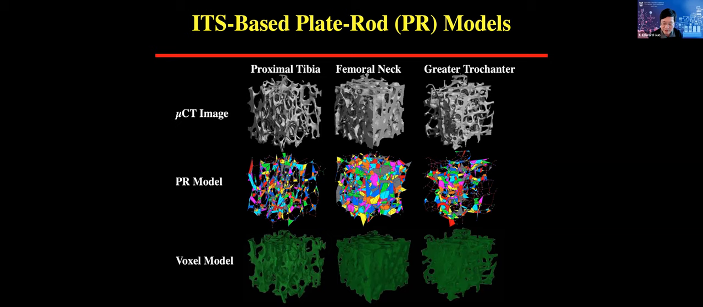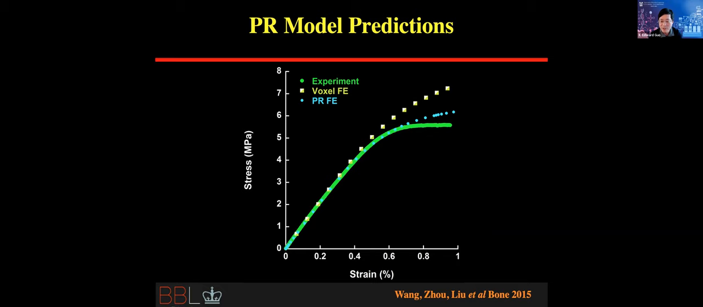You can see that the sample had the experiments done, and that's in green. And then we model them. The yellow is the voxel model, meaning we do not make the assumption of plate and rod. Another one is the alternative model based on the plate and rod segmentation. Note, these two models are FE, finite element models, and we're using the exact same parameters. We're not cheating anything, right? So the voxel model and the PR model have the exact same thing.